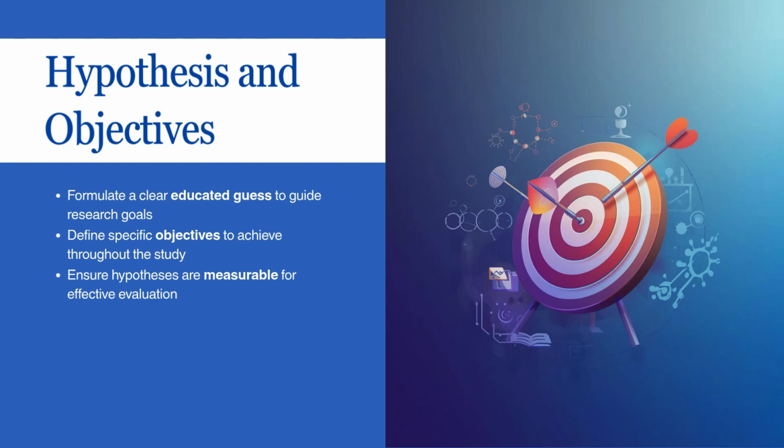Next, we define the specific objectives. They are like small milestones that keep us on the right track throughout the study. Most importantly, we must ensure our hypothesis is measurable. If we can't measure it, we can't prove it. So this step is all about setting clear targets before we start our journey.